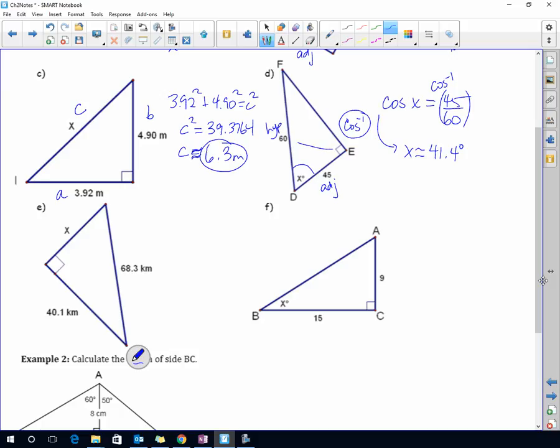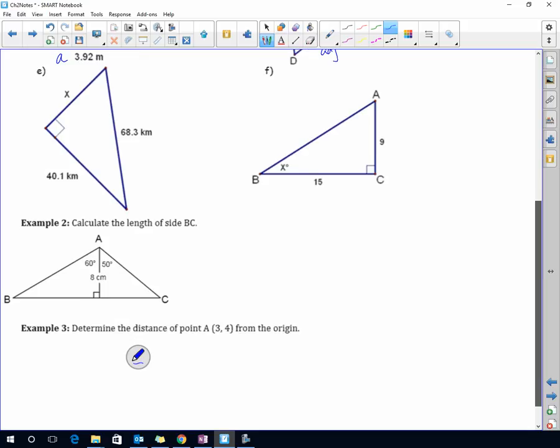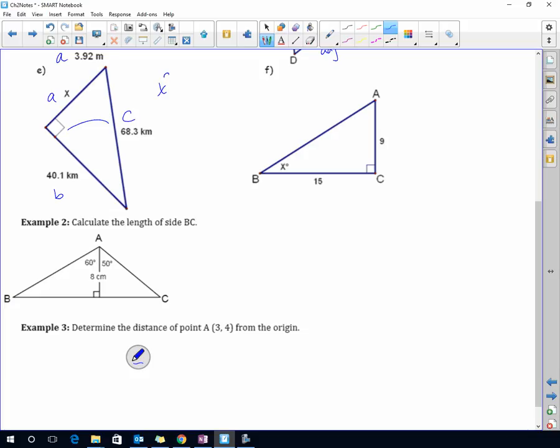This time I'm missing a side. I'm not given any angle, so this is a setup for the Pythagorean Theorem again. Again, this is my C. I don't really care which one's my A or my B, as long as you label them. So x squared plus 40.1 squared equals 68.3 squared. To solve this, we need to move the 40.1 squared over to the other side. So x squared is 68.3 squared minus 40.1 squared. So I'm going to square that and subtract.